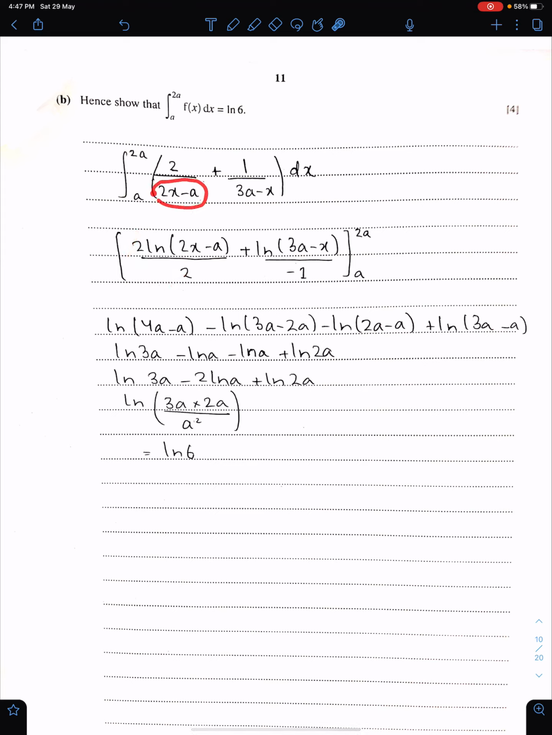The differential of this is 2. So ln (2x minus a) upon 2. And the differential of this is minus 1. So ln (3a minus x) upon minus 1. This 2 and this 2 will be cancelled out. You just need to apply these two limits carefully. So by applying these two limits onto this equation, we have this equation. By simplifying this equation, we have this answer, ln 6. You must be good at ln functions, like laws of ln. Here we use the product and quotient laws of ln.